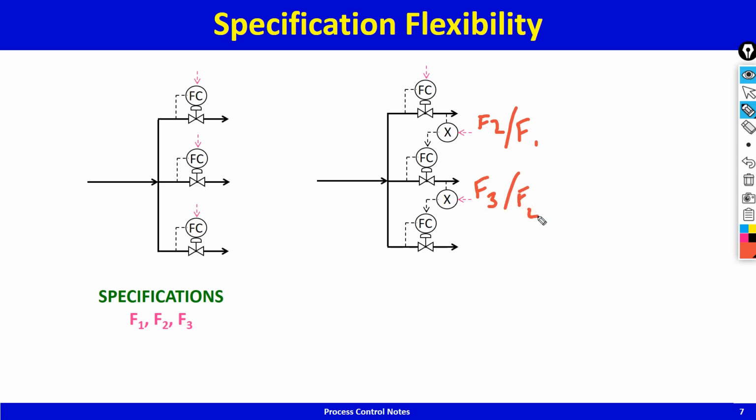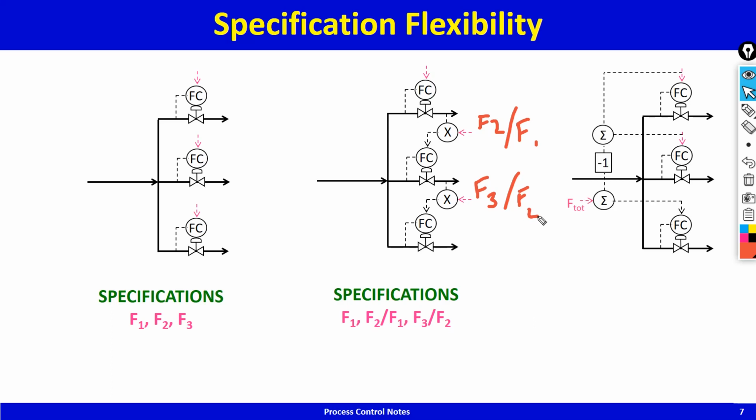So now what you're doing is, instead of specifying F1 and F2 and F3, the specification variables in this case are F1, F2 by F1, F3 by F2. Is this the only combination? No, I think there are infinite combinations. You choose.